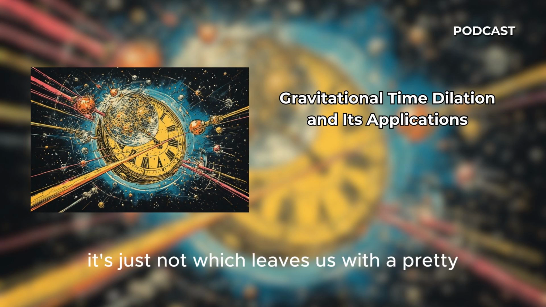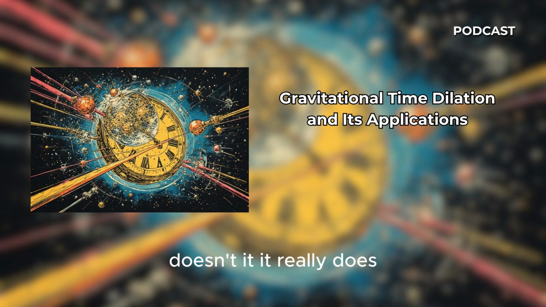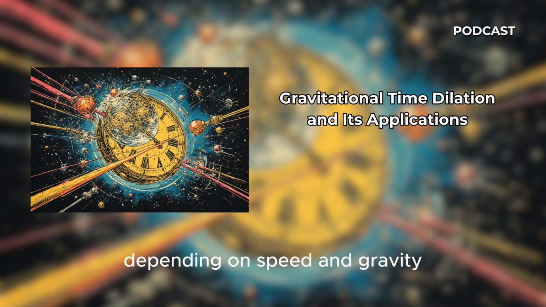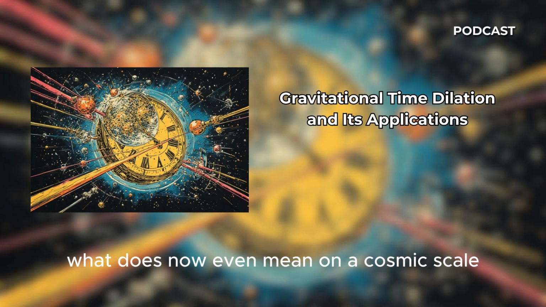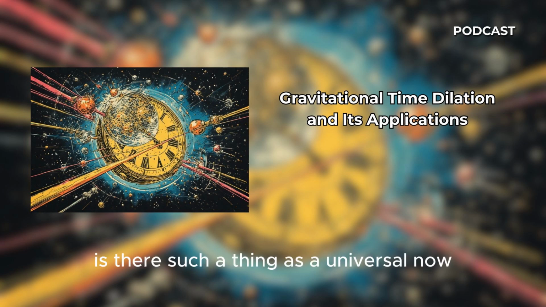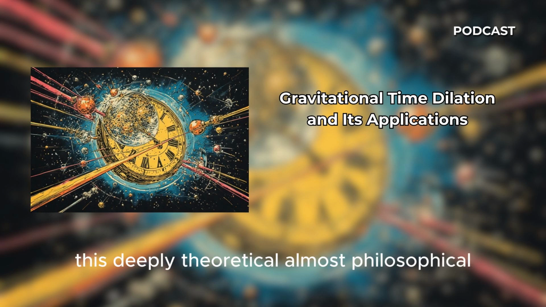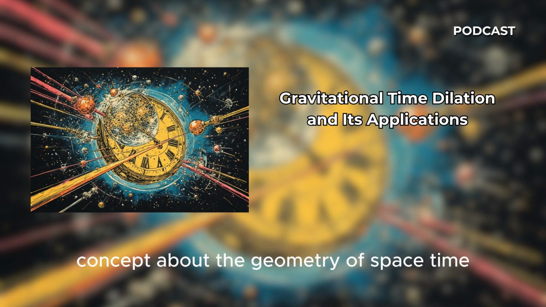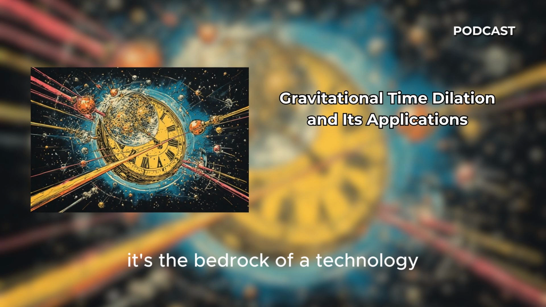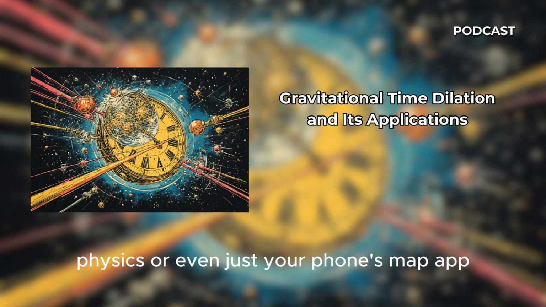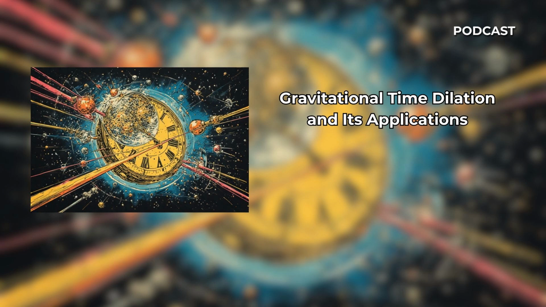Which leaves us with a pretty profound thought to chew on, doesn't it? It really does. If time flows differently all over the universe, depending on speed and gravity, what does now even mean on a cosmic scale? Is there such a thing as a universal now? Or maybe think about it this way. This deeply theoretical, almost philosophical concept about the geometry of space-time is the bedrock of a technology that tells you exactly where you are on this planet. How does knowing that connection change how you see physics, or even just your phone's map app? Something to ponder.